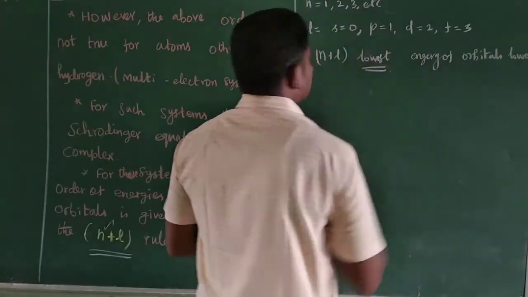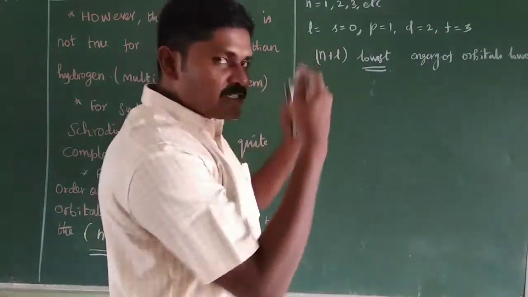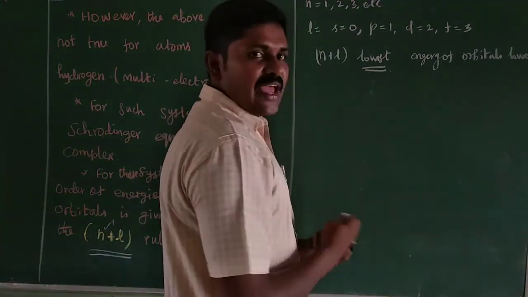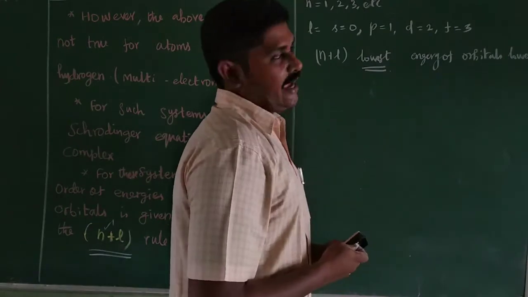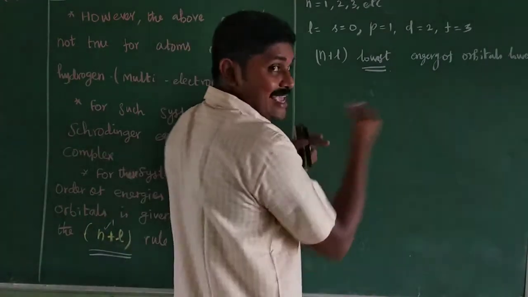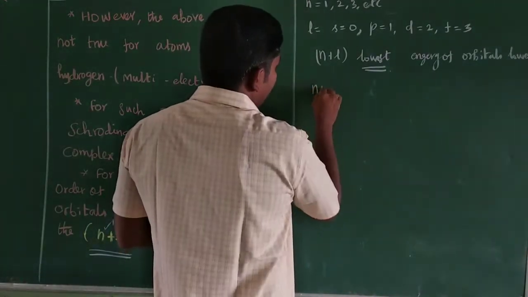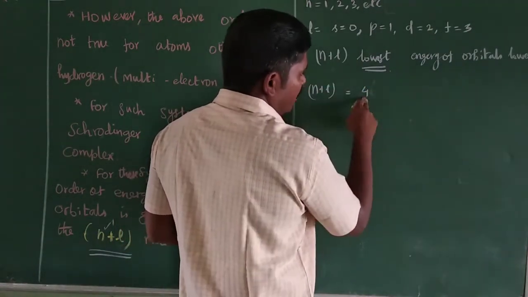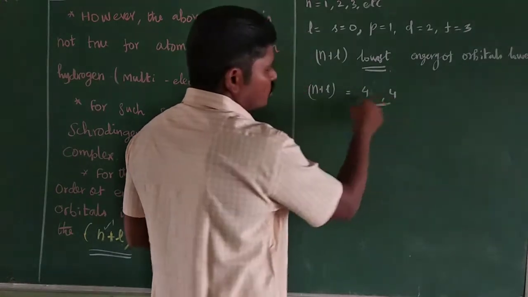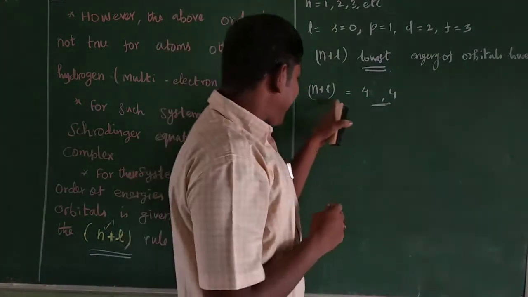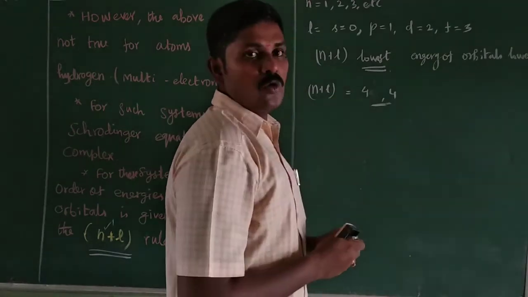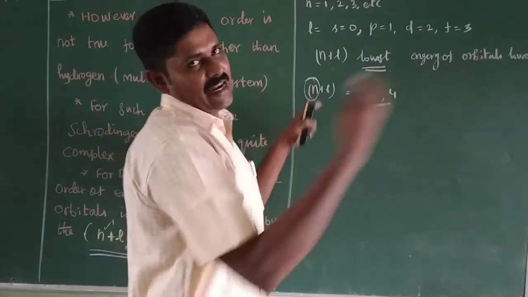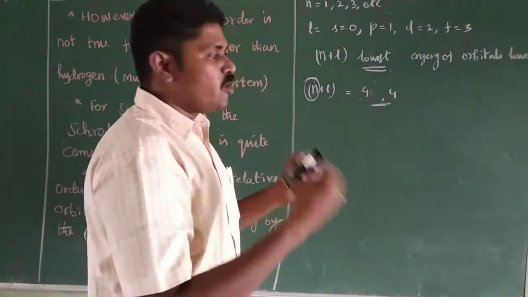Okay, the orbital with the lowest n plus L value has the lowest energy. When the n plus L value is the same, for example equal to 4 in one orbital and also 4 in another orbital, the orbital with the least n value has the lowest energy.